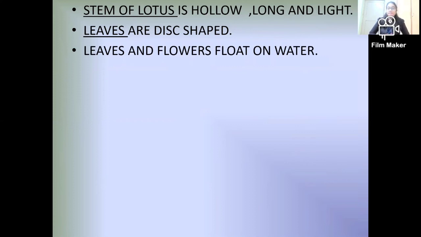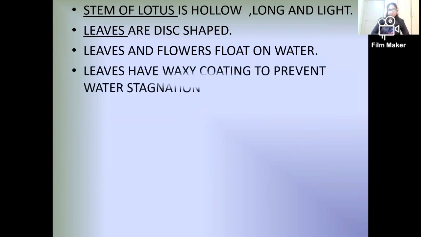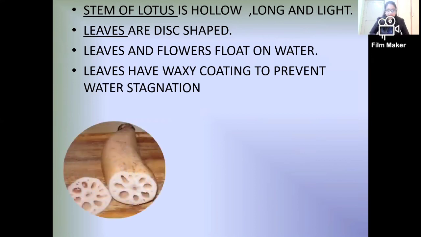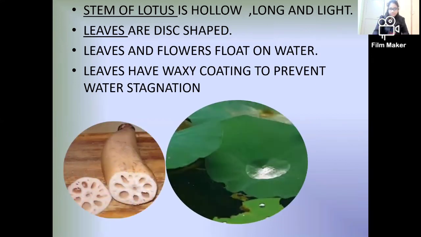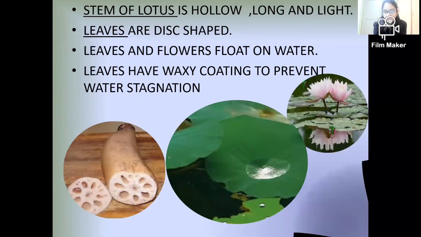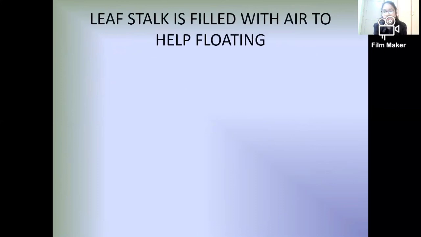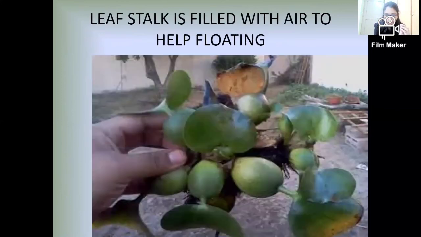That's why. Leaves and flowers float on water. Leaves have a waxy coating to prevent water stagnation, which just means not letting the water stay on them. You can see the leaves and the lotus there. The leaf stalk is filled with air, which helps it to float. If it's not filled with air, it will definitely sink.